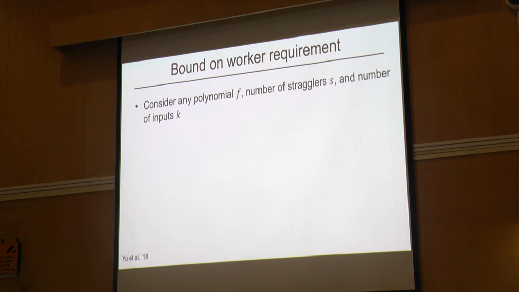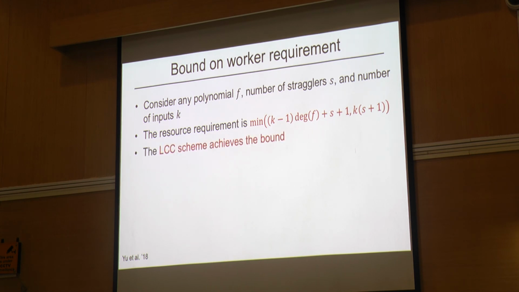So for the setting that we are considering, in fact, the Yu et al. work provides a lower bound. So recall that this scheme was achievability in the sense that it provided a scheme to do it, right? But they also have a bound to show that this is needed. Okay, so this much is needed, and the Lagrange coded computing scheme achieves this bound. Okay, but this is for the setup of linear encoding and the setup that I described earlier.